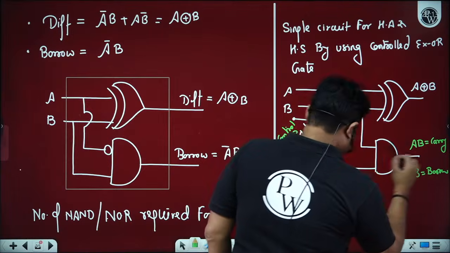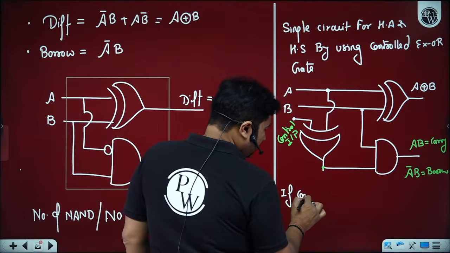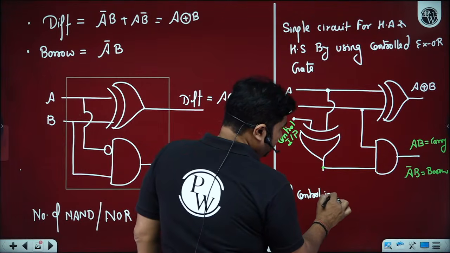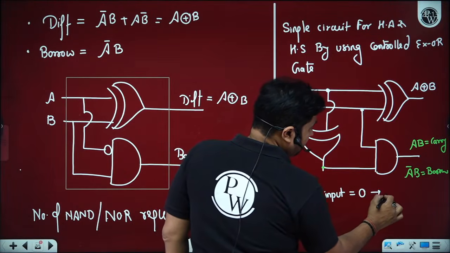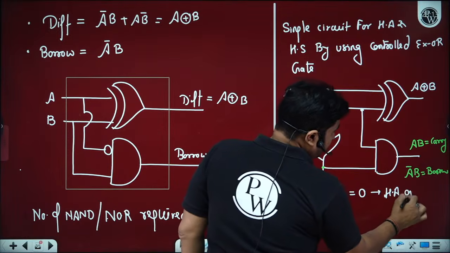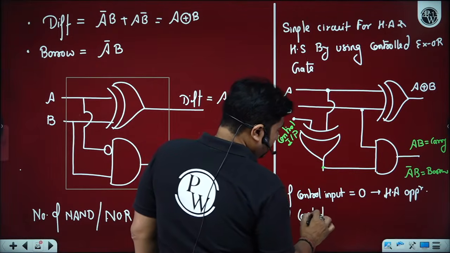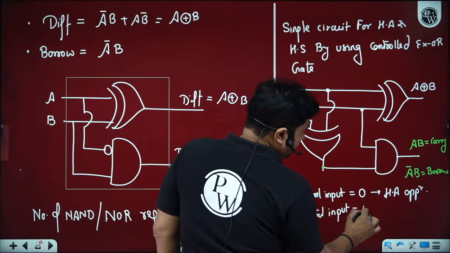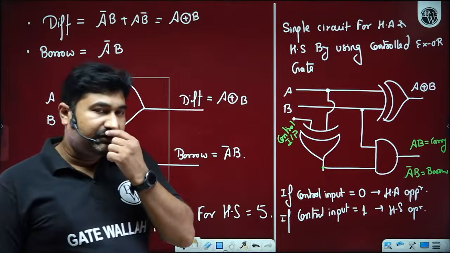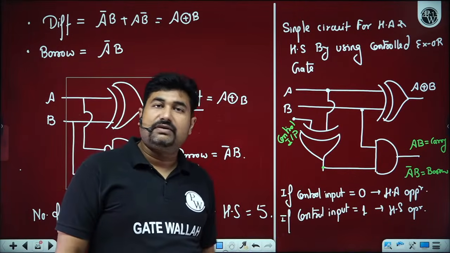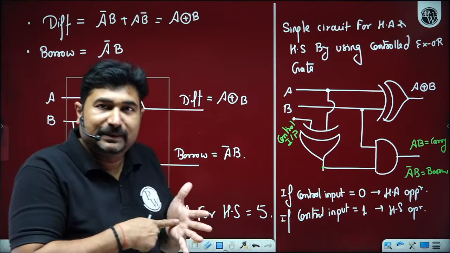Is it okay? Yes, sir. So all of you can see that if the control input is 0, then half adder operation, and if the control input is 1, then half subtractor operation, because if the control input is 1, it will act as an inverter. If the control input is 0, it will act as a buffer. How many of you are able to understand? We can do plus and minus as well.